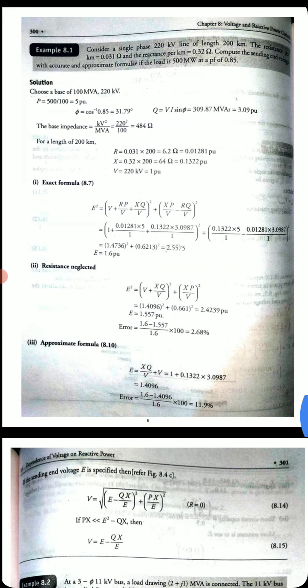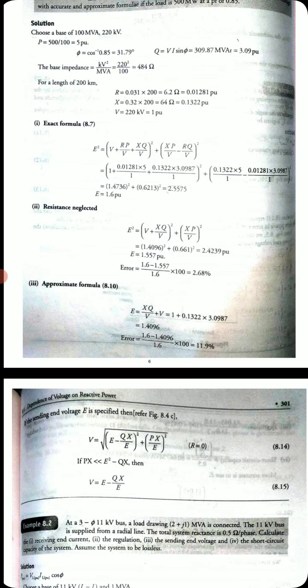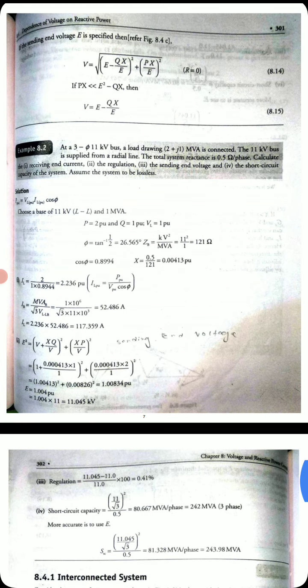So this is the problem which is given. If you want further problems, they are there in 8.2. You can do them on your own. So this is regarding the reactive power control, voltage dependent on reactive power. Next we will see the interconnected system. For the time being, try to understand these things, make your own notes, and try to solve the problems. If you find any difficulties, you can ask. Thank you.